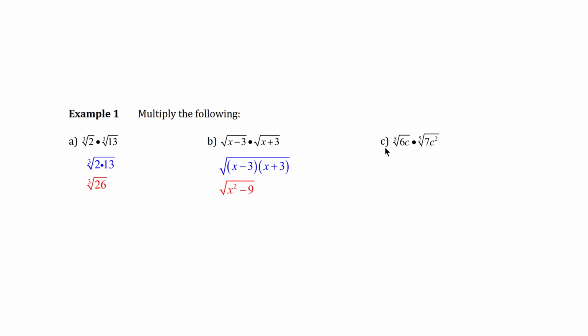For part C, we have the fifth root of 6c times the fifth root of 7c squared. Again, we just apply the product rule. We get the fifth root of 6c times 7c squared. Next, we simplify the inside by multiplying together the 6c times 7c squared. We get 42c cubed. Our final answer is the fifth root of 42c cubed.